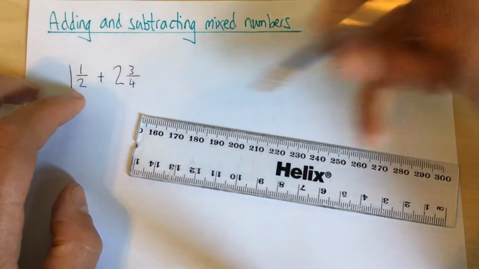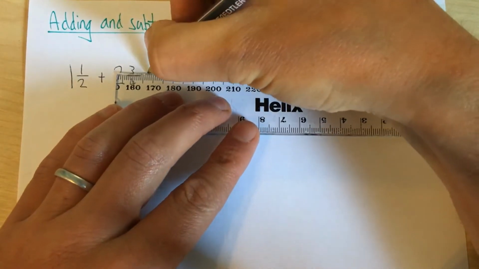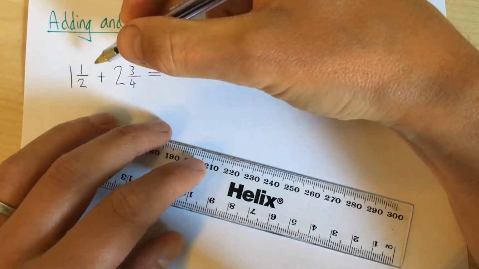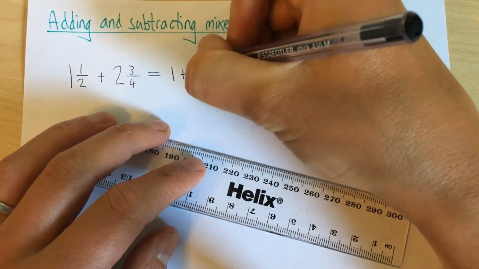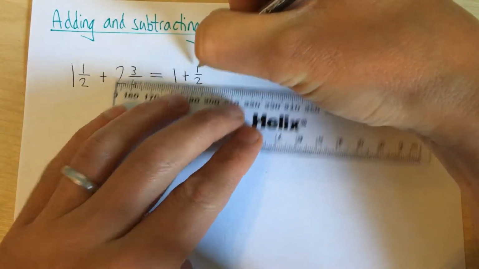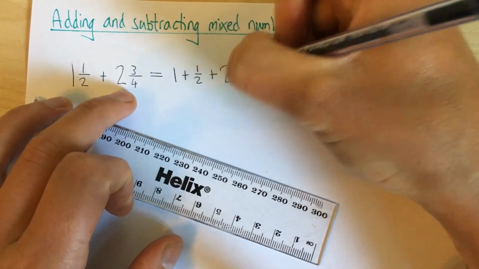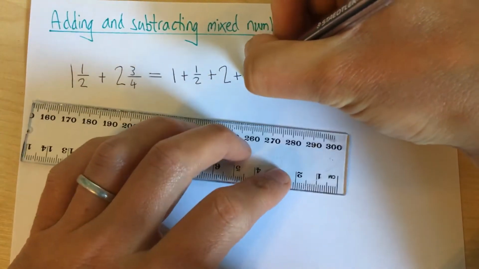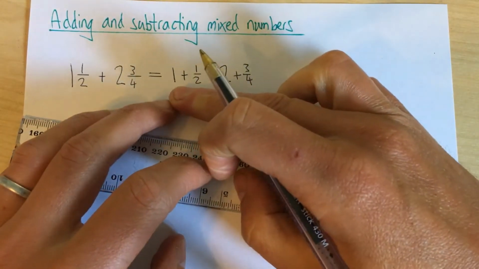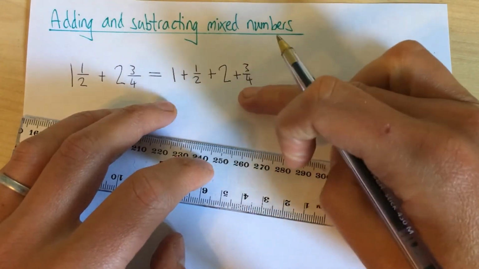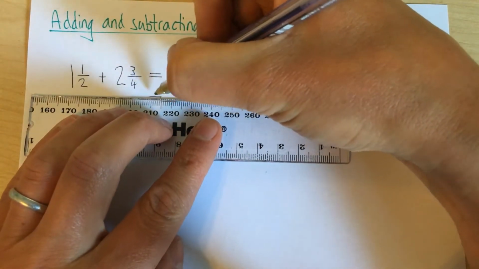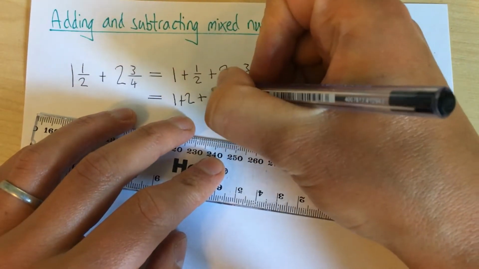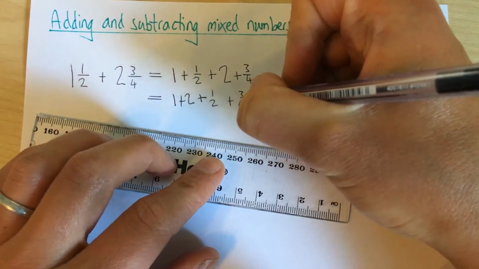One way of doing this is to separate these. So 1 1/2 is the same as 1 plus 1/2. And we're adding 2 3/4, which is the same as 2 plus 3/4. And now the commutative law tells us that we can add these in any order. So I'm going to do 1 plus 2, and then I'm going to add 1/2 plus 3/4.